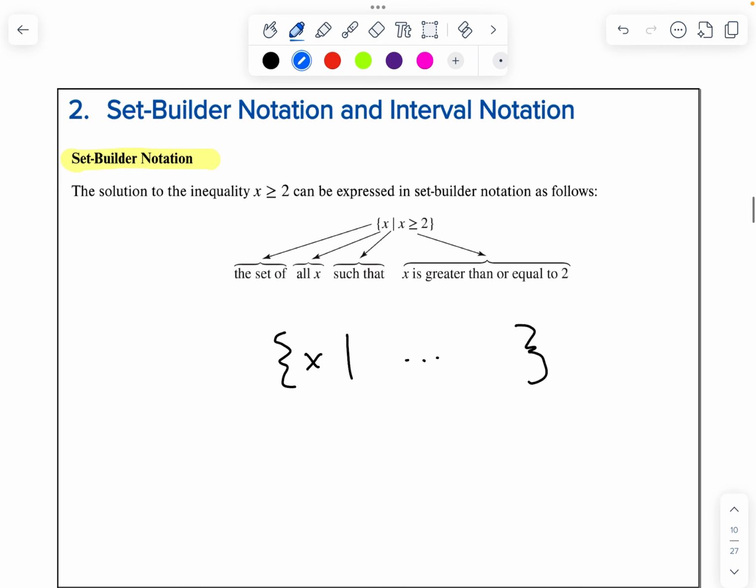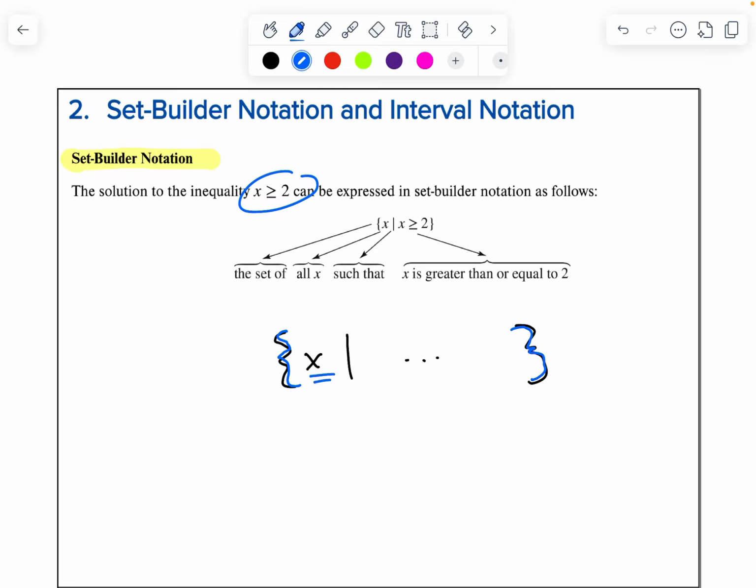All right, now we talk about how we're going to write our solution. So we get things like x is greater than or equal to 2 as a solution. Set builder notation, this is what set builder notation is. It always starts with and ends with these swirly braces.